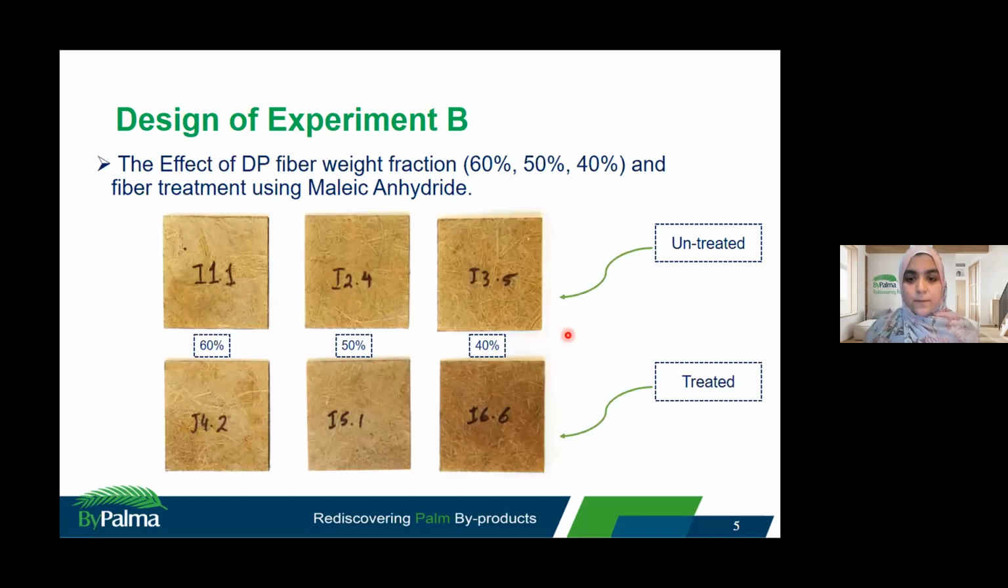For design of experiment B, we were studying the effect of date palm fiber weight fraction, 60%, 50%, and 40%, and the fiber treatment using Maleic Anhydride. So we prepared two sets of samples. The first set was untreated, and the other one was treated. And within each set, we changed the fiber weight fraction of the date palm using 60%, 50%, and 40%.